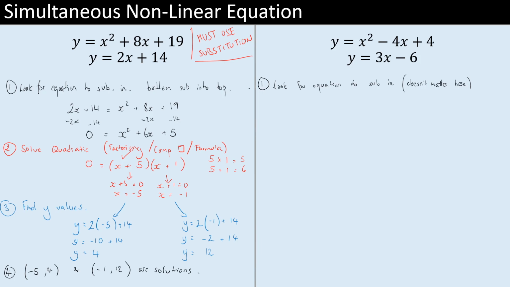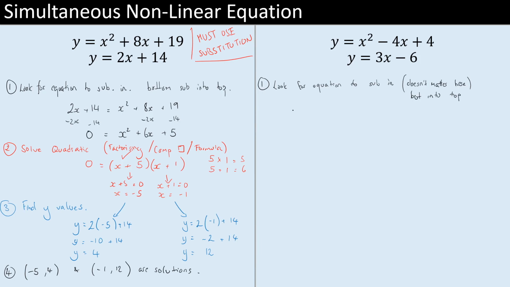So our first step is the same as we had before. We want to look for an equation to substitute in. And just as we had last time, it doesn't really matter, because we've got both equations which have y as the subject. We'll see an equation in a minute where it will matter. So for the ease of doing the same as we did before, let's take the bottom equation, our linear equation, and use it in the top equation, our non-linear equation. So we're going to do bottom into top.